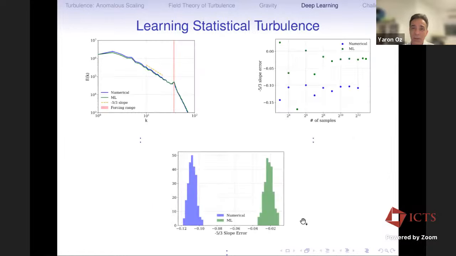And then you can ask, okay, what will it do to the statistics? So here I'm checking, for instance, the Kolmogorov scaling in 2D inverse cascade. And you can see that the numerical and the machine are doing pretty okay, both of them. And in fact, even the machine had a smaller error.